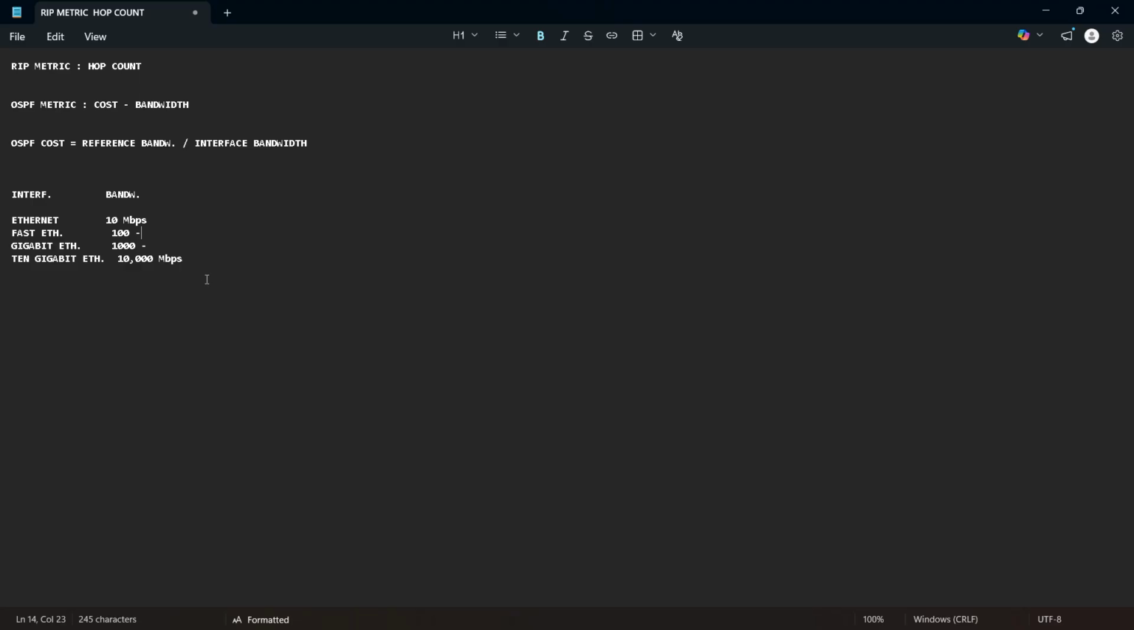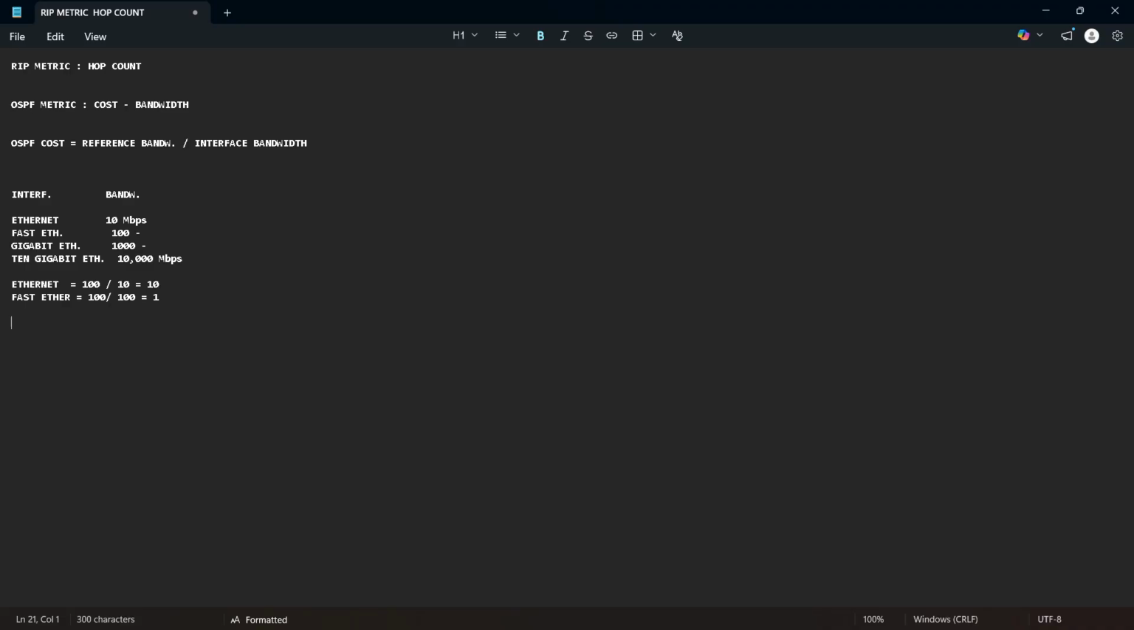Now, as we know the formula, let's suppose for Ethernet, the bandwidth is 10 Mbps and my reference is 100, right? And the interface is 10. So the answer for this will be 10. Let's suppose you're talking about Fast Ethernet. The answer will be 100 divided by 100, which equals 1, right?